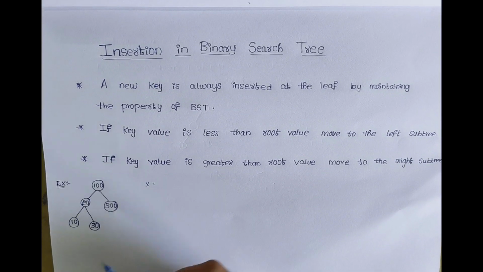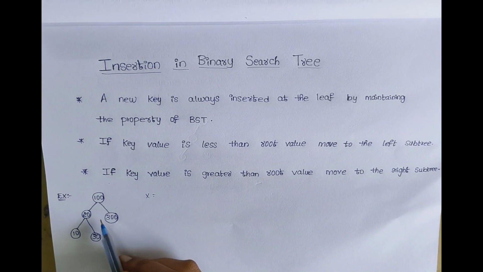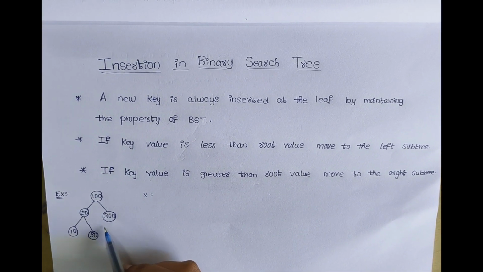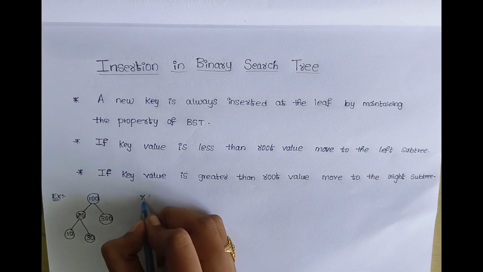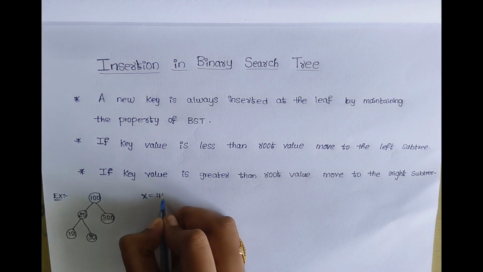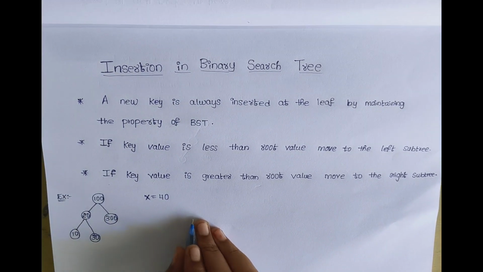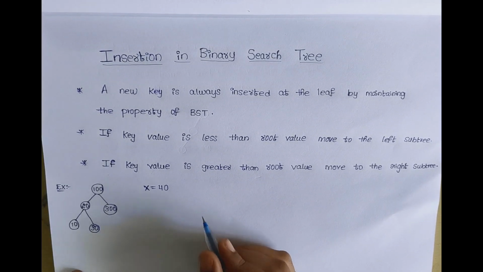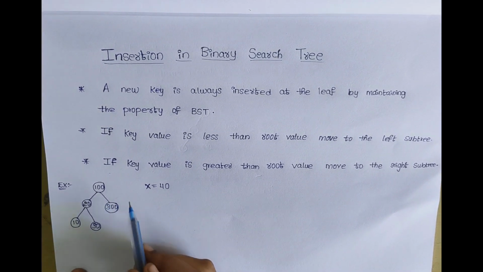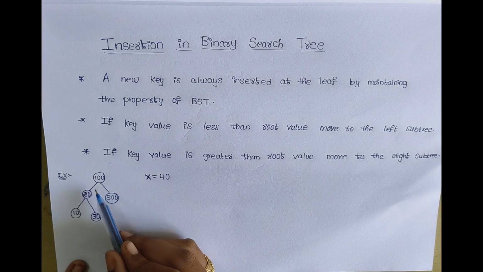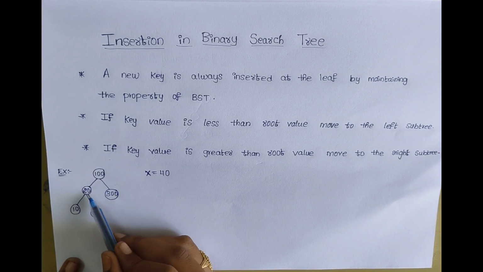Let us discuss an example. Here we take a binary search tree. We have to insert x equals 40. It is the key value. Now check 40 with 100. 40 is less than 100. So we have to move to the left subtree.